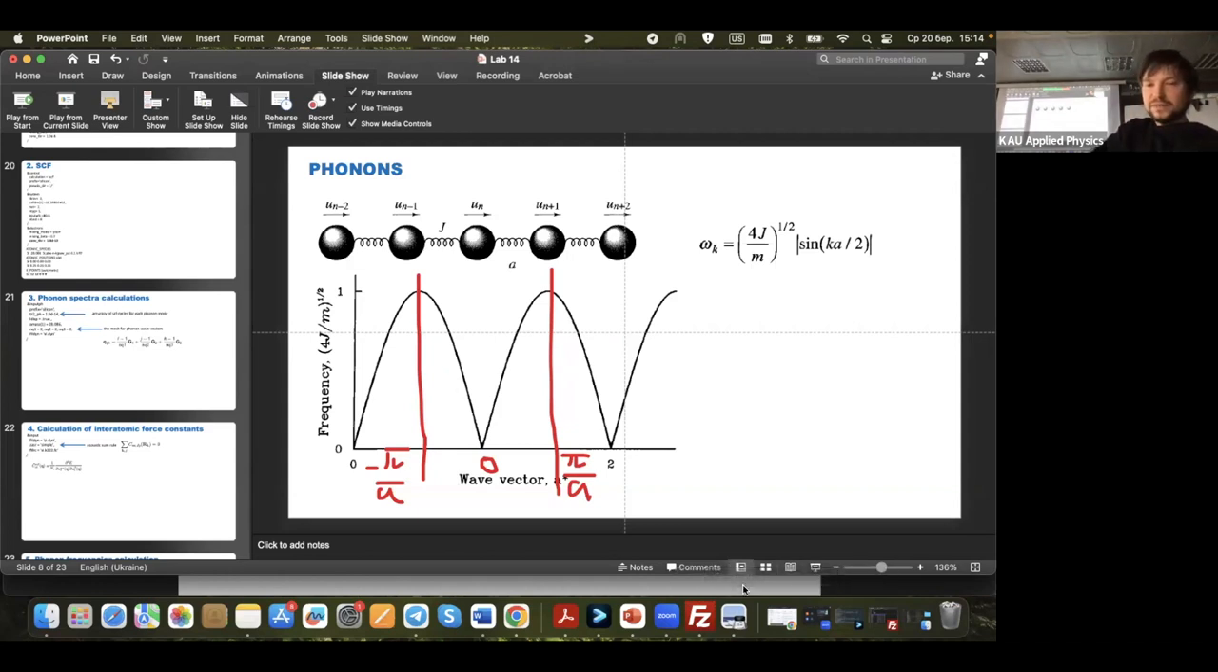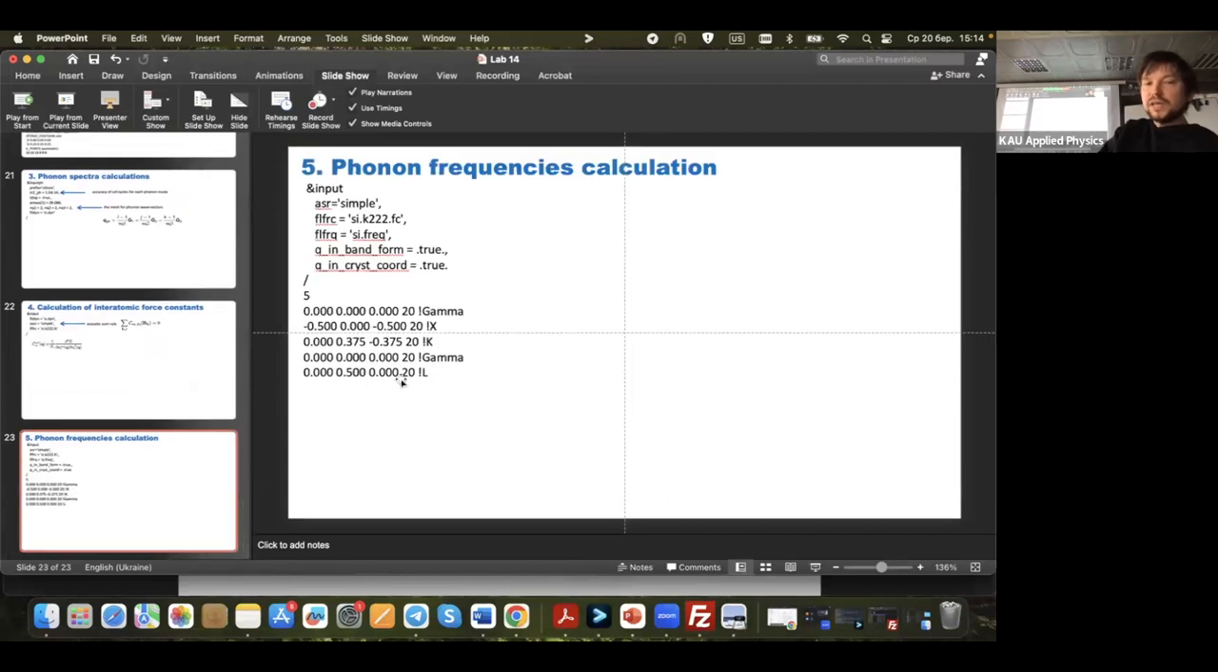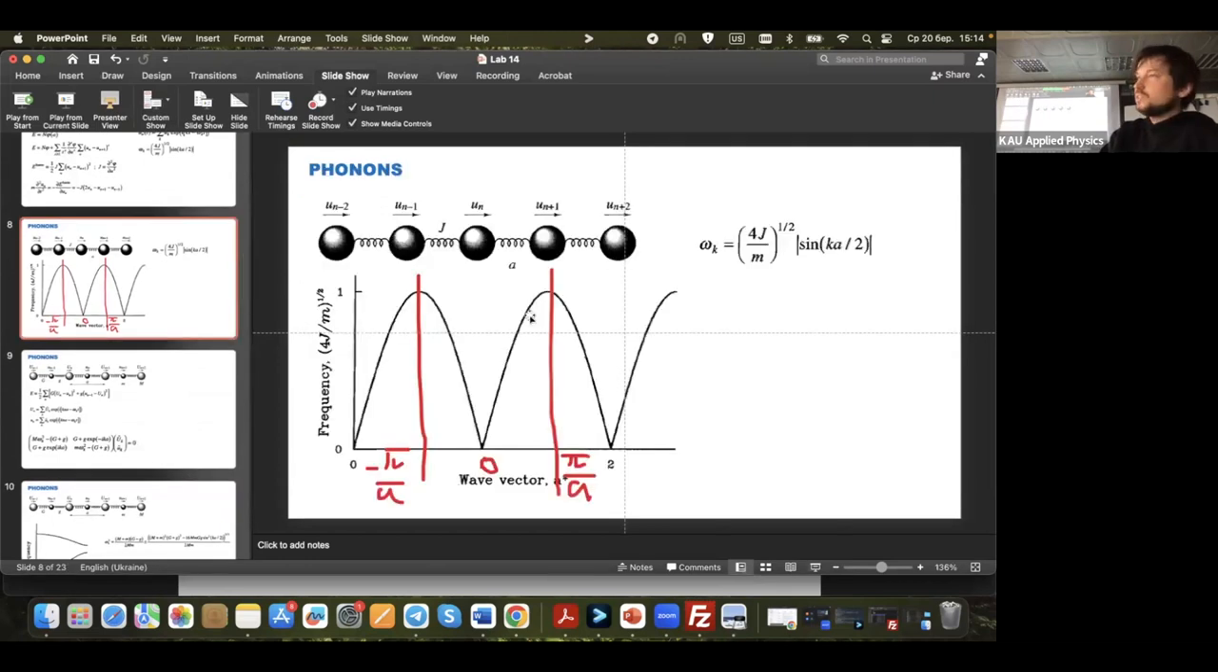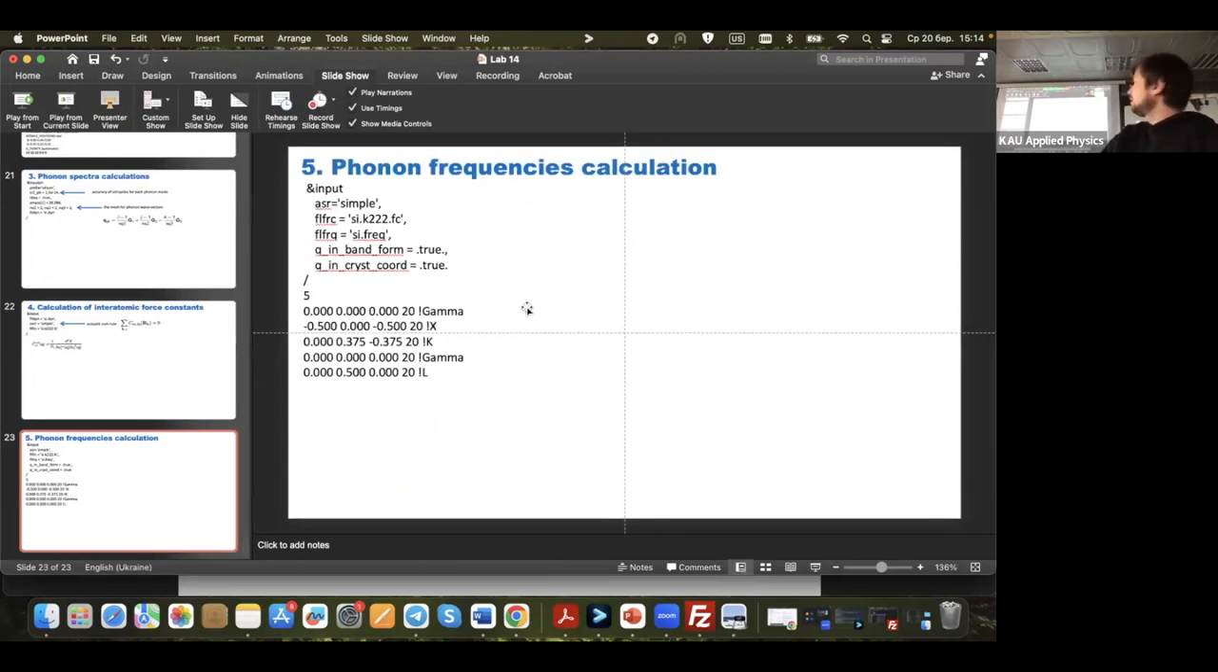Our calculation is the same as we did for the electronic calculation. We just choose the path. We have some Brillouin zone. This Brillouin zone is super primitive, it's the most primitive Brillouin zone. But here we have the Brillouin zone for cubic silicon.